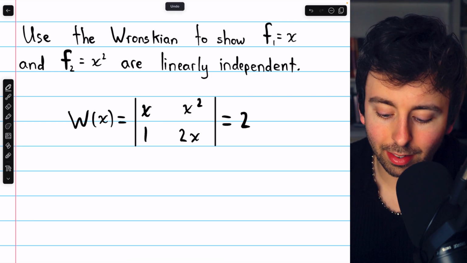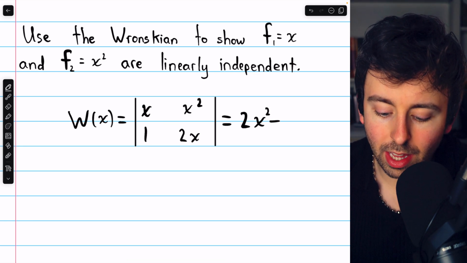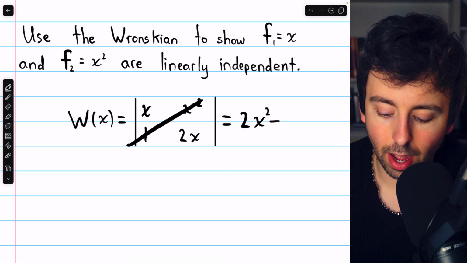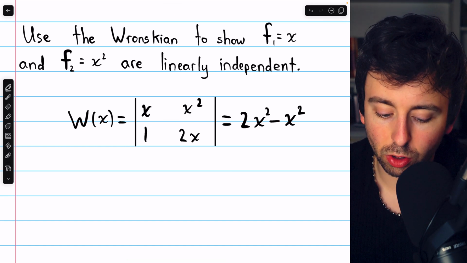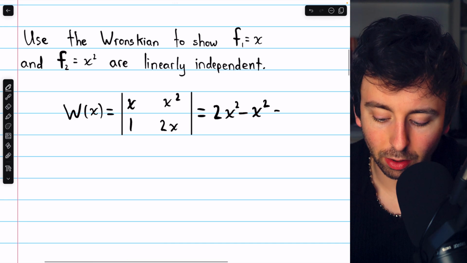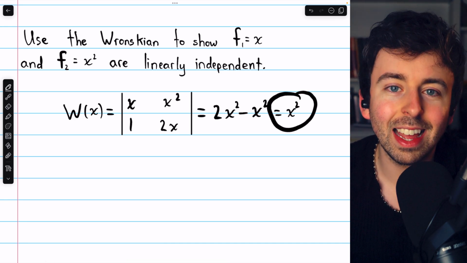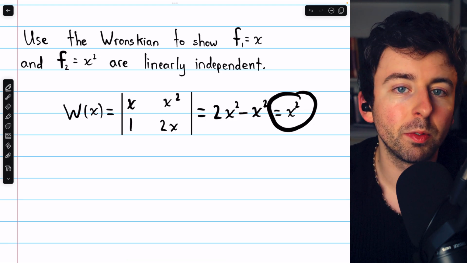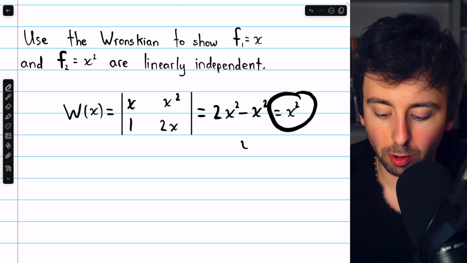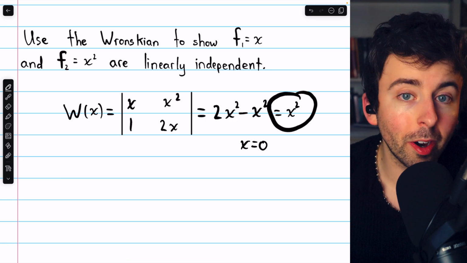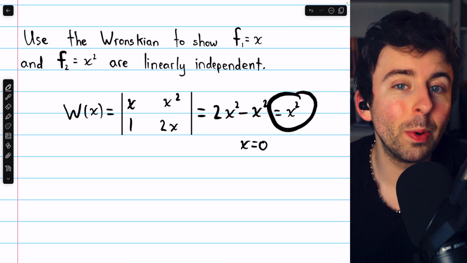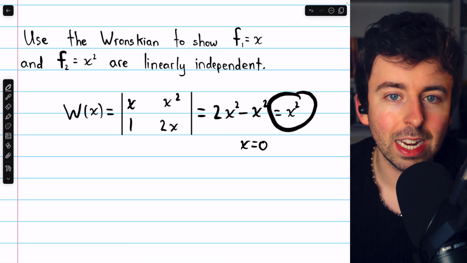X times 2x is 2x squared, and then we must subtract 1 times x squared. So 2x squared minus x squared, this is equal to x squared, which is not identically 0 from negative infinity to infinity. It is 0 when x equals 0, but everywhere else it's non-zero. So indeed, the functions are linearly independent.